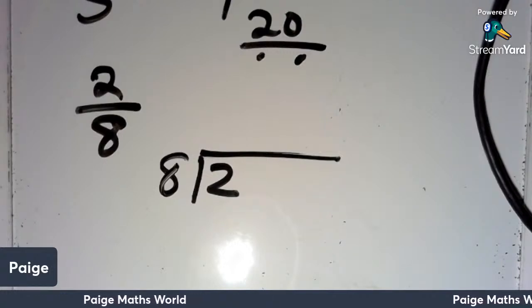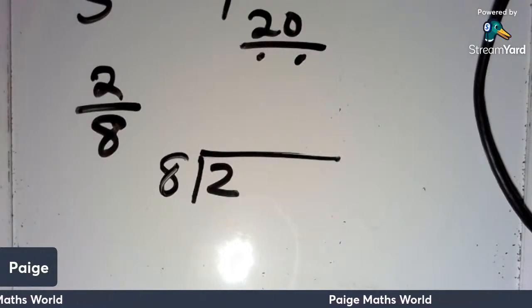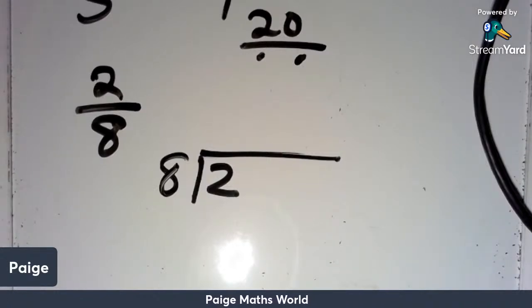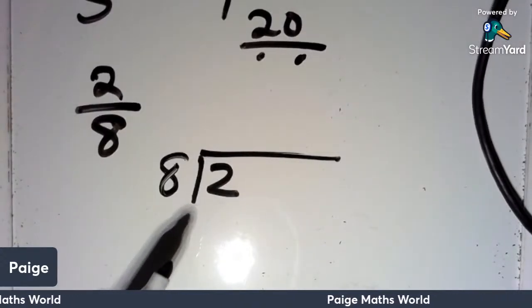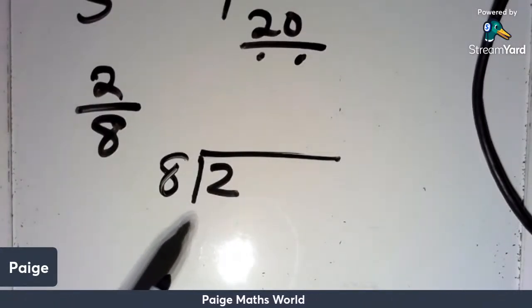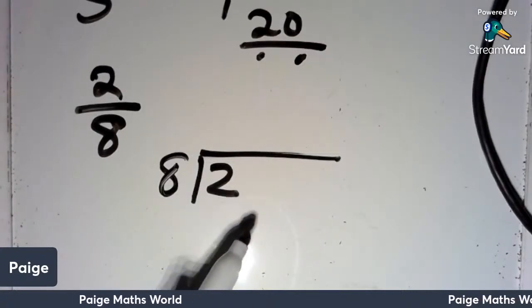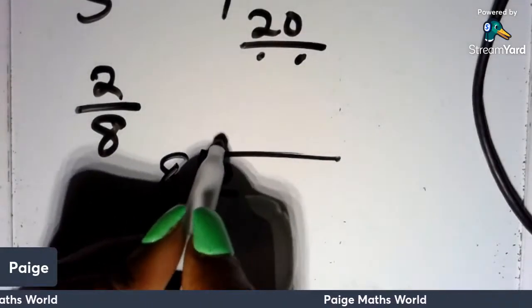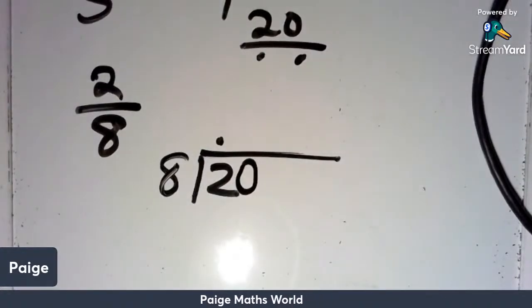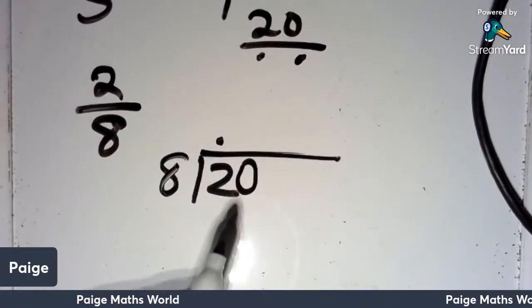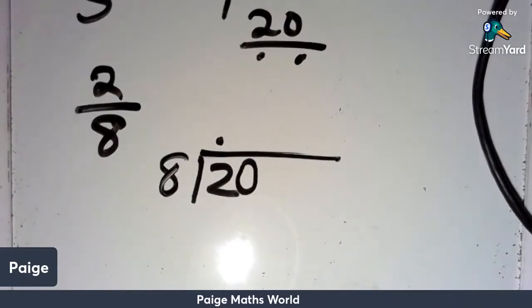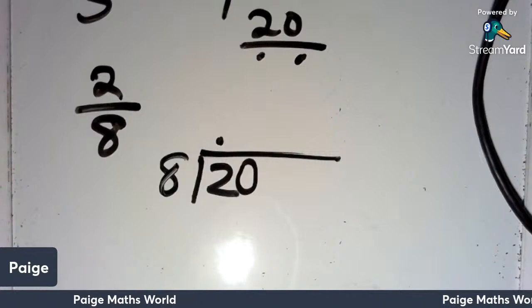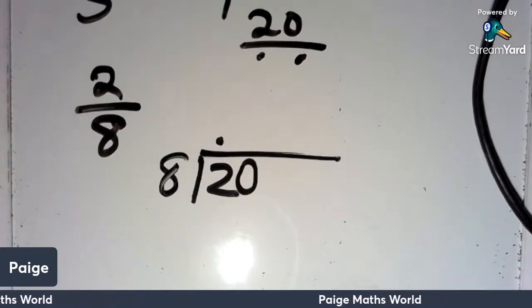All right, so let us get this fraction into a decimal. Let us try. 8 into 2, you can't. So you put a decimal point and you add a 0. And then you say 8 into 20. How many times can we get 8 from 20?